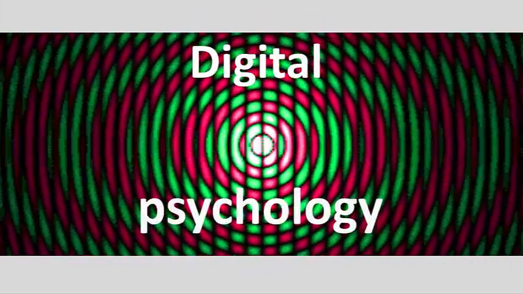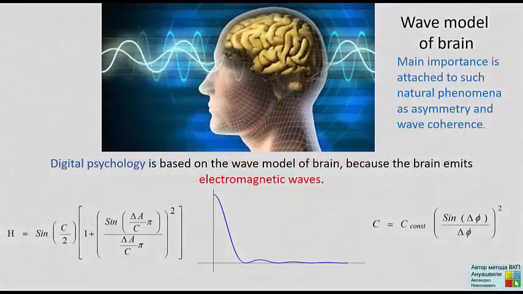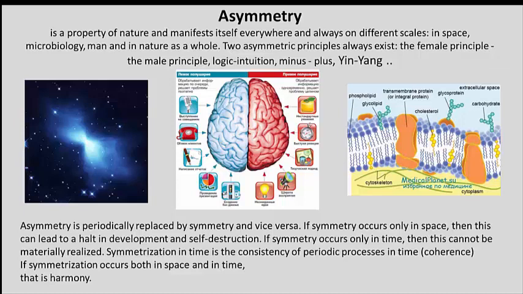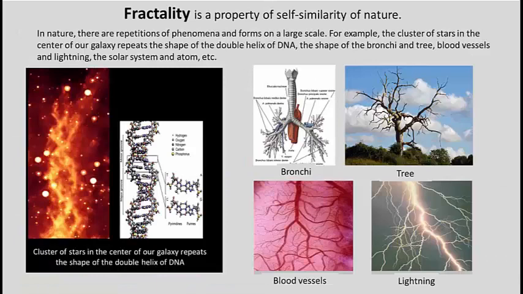Digital psychology. Digital psychology is based on the wave model of the brain, because the brain emits electromagnetic waves. Many natural phenomena are reflected in the human brain. For example, asymmetry: two hemispheres perform different functions. Coherency: coordinated course of oscillatory processes in cerebral hemispheres. Fractality: repetition of forms at different scales.